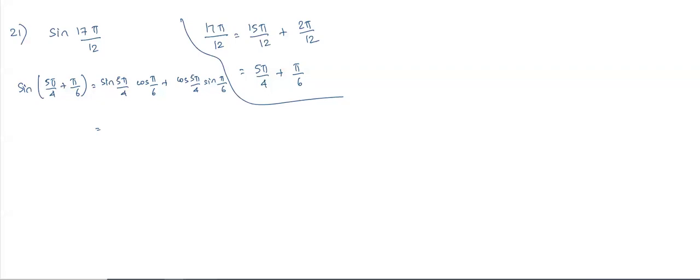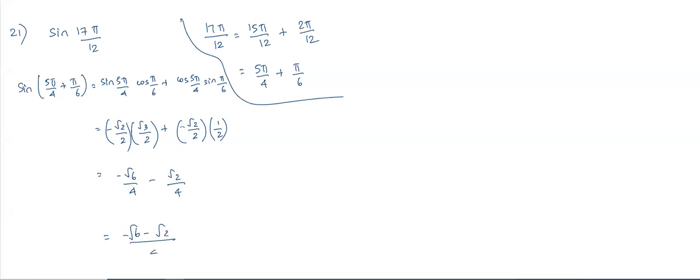Sine 5 pi over 4. 5 pi over 4 is in the third quadrant. Sine is negative. Cosine pi over 6 is root 3 over 2. Third quadrant cosine is also negative. Okay. Then I multiply. I get negative root 6 over 4 minus root 2 over 4. Now I can combine this into one radical and one fraction. And that is 21.